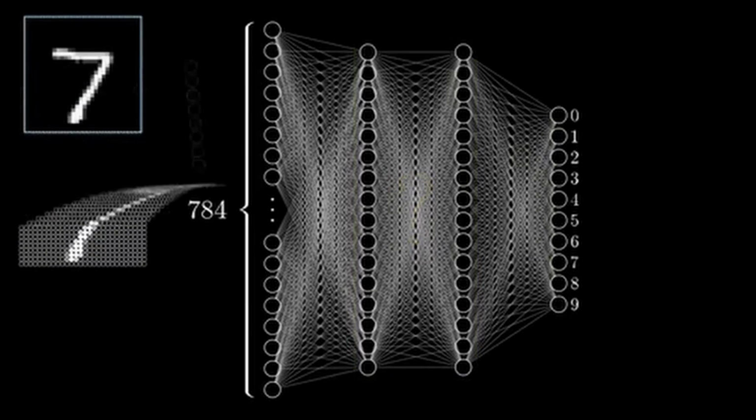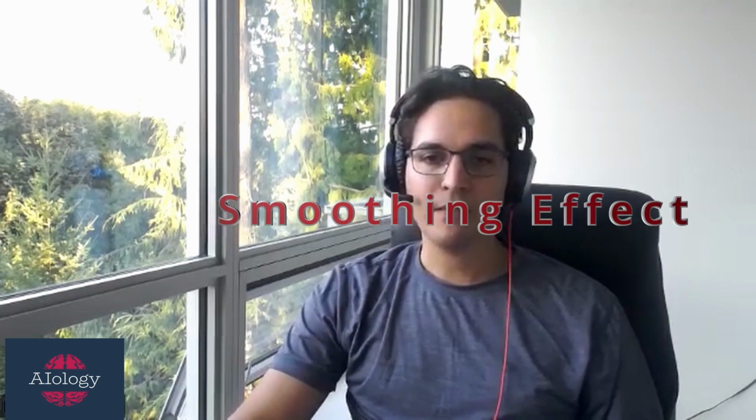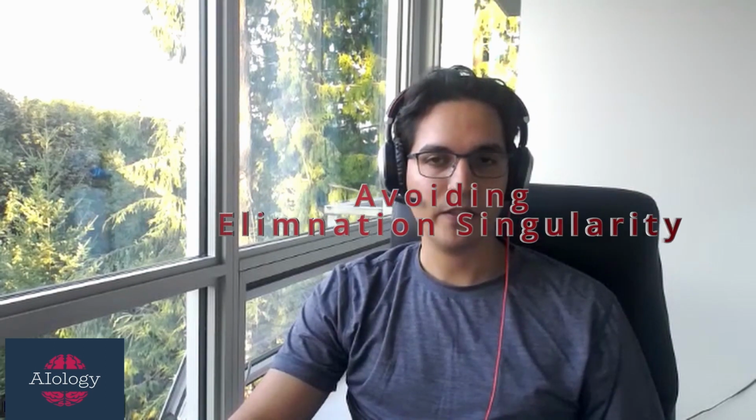Deep learning has advanced state-of-the-art in many vision tasks and computer vision. Most of the deep learning algorithms are using batch normalization because batch normalization can improve training by accelerating training and also help the model to converge to a better solution. There are two things that batch normalization does. First one is a smoothing effect, and second one is avoiding elimination singularity.